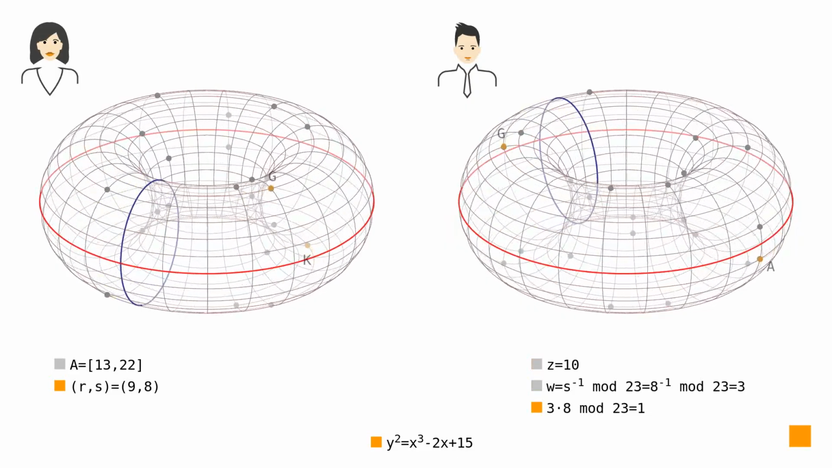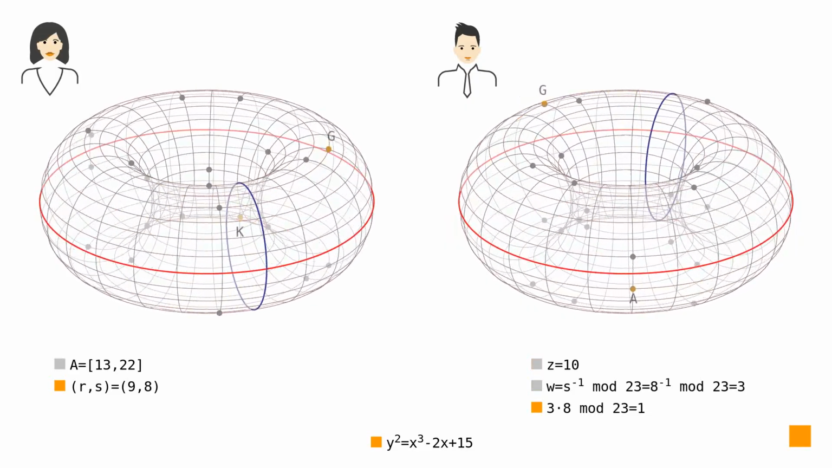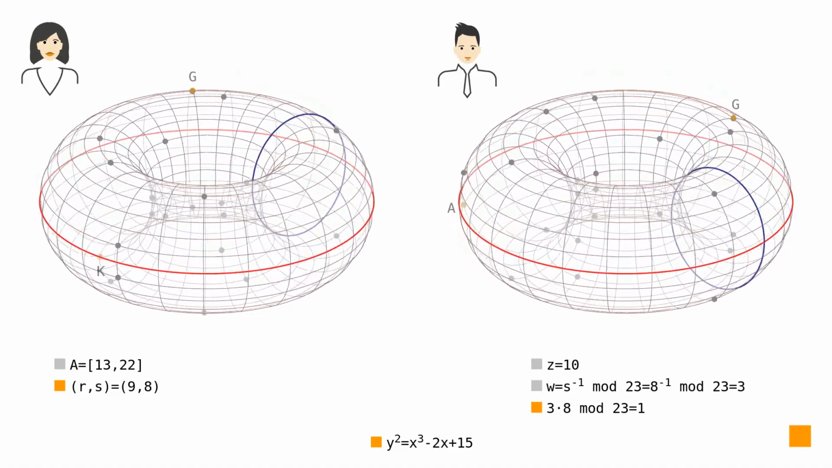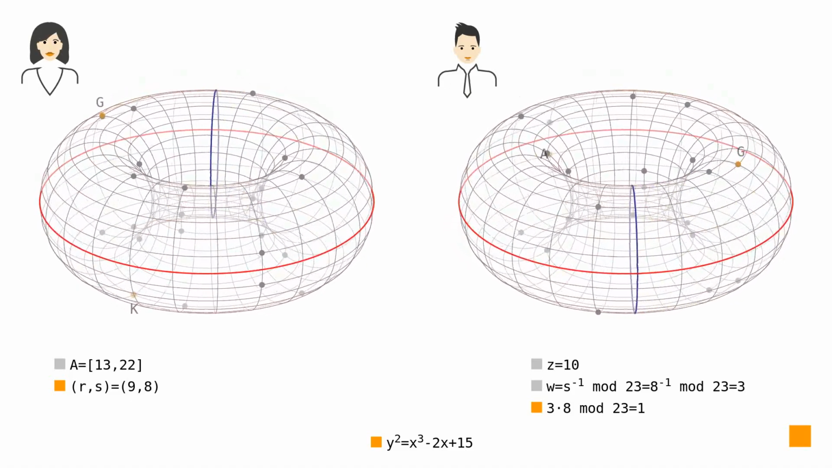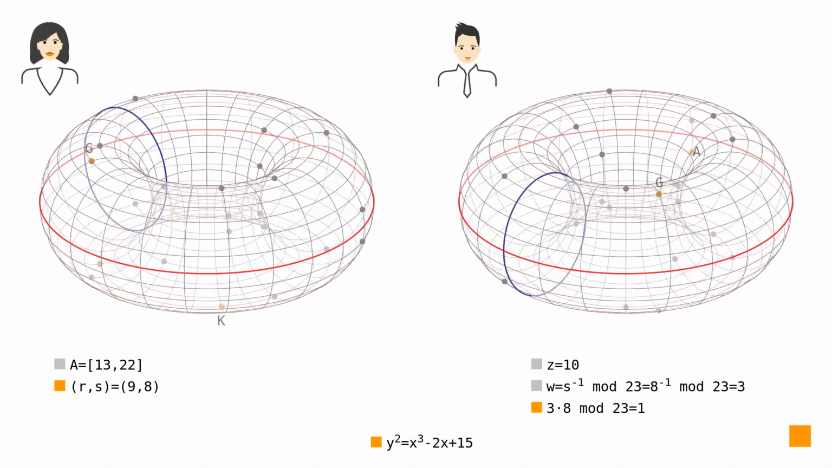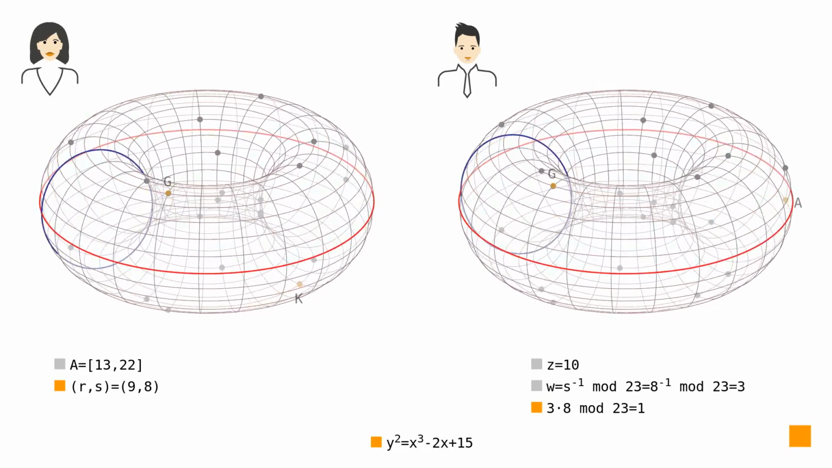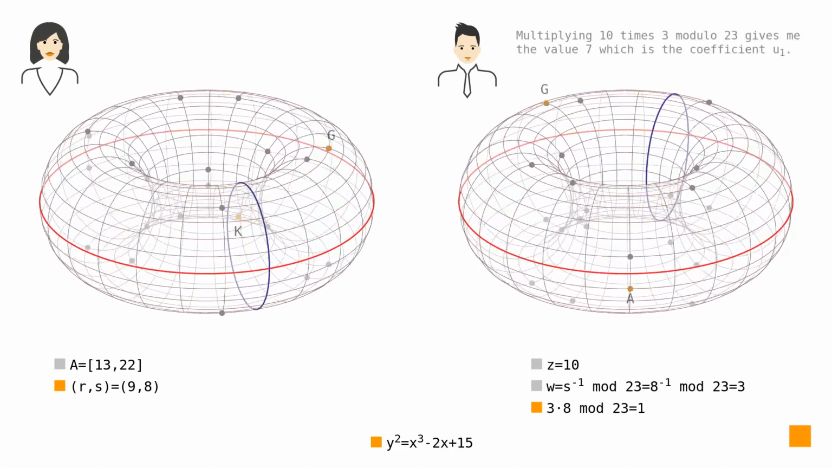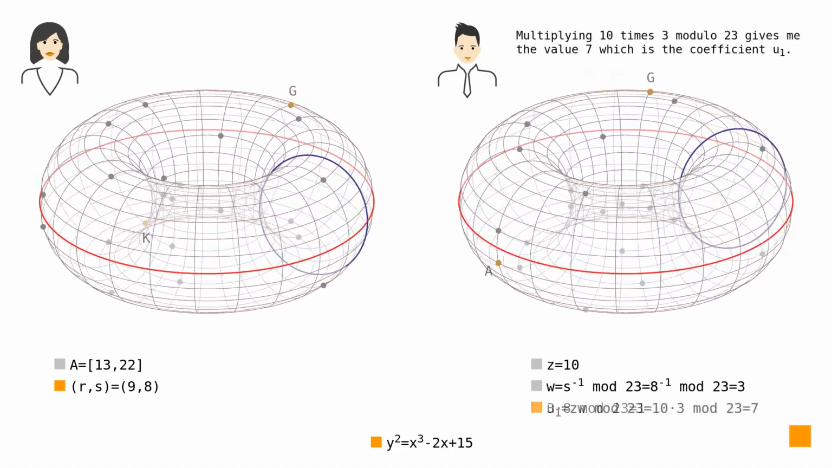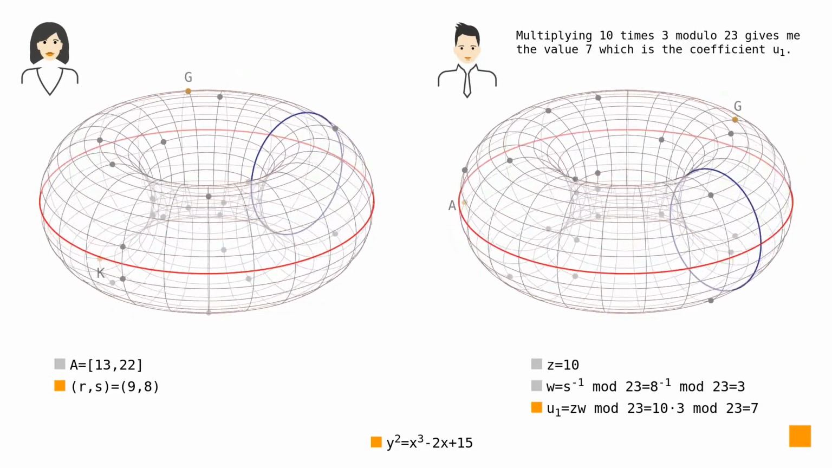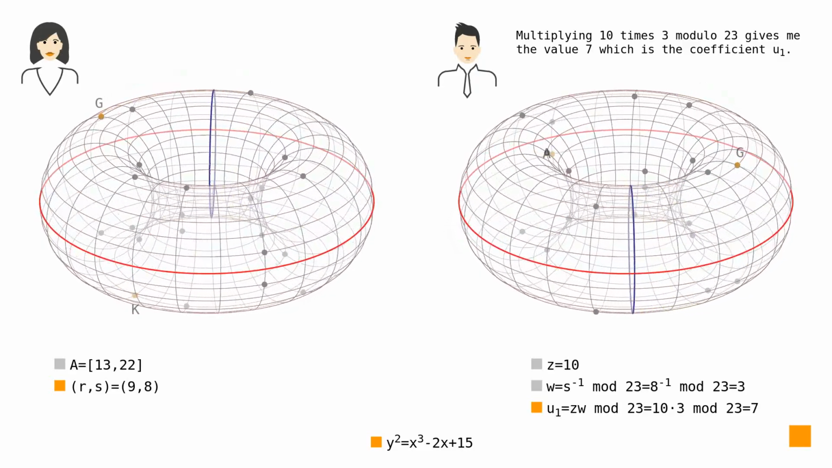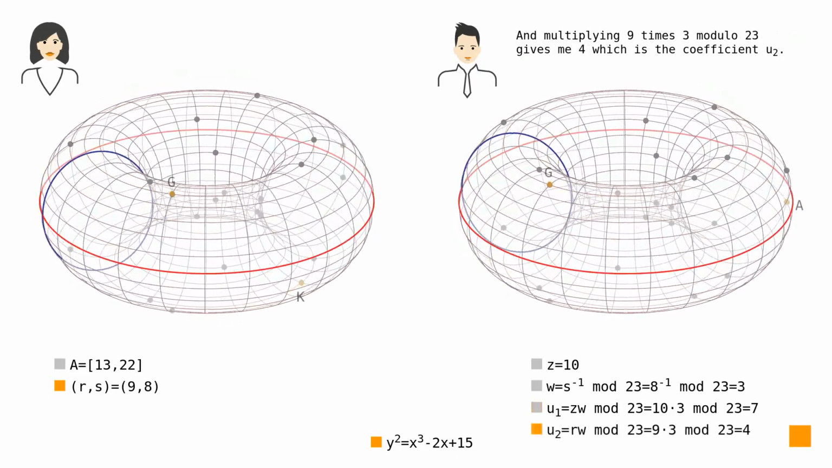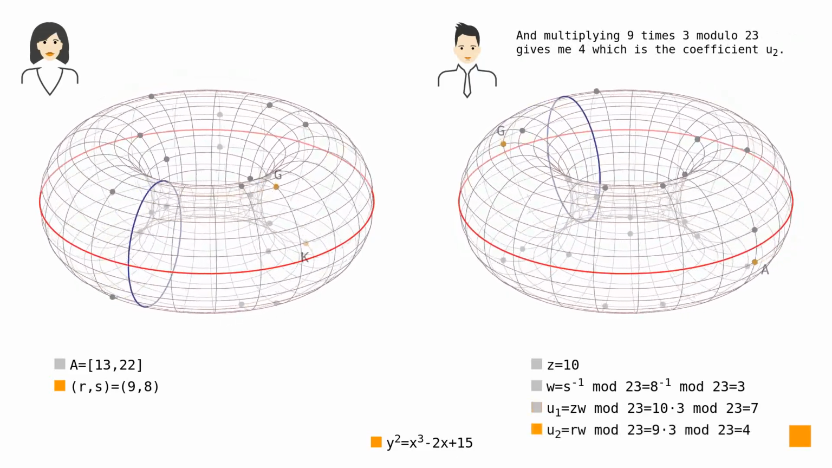Now he calculates two multipliers, u1 and u2. The former is the product of the digest value Z and the number w modulo the order of the curve, and the latter is the product of the first half of the signature r and the number w, once again modulo the order of the curve. Multiplying 10 times 3 modulo 23 gives me the value 7, which is the coefficient u1. And multiplying 9 times 3 modulo 23 gives me 4, which is the coefficient u2.